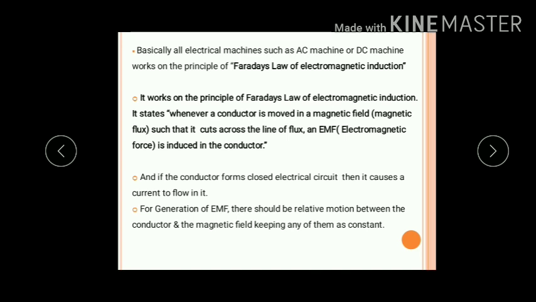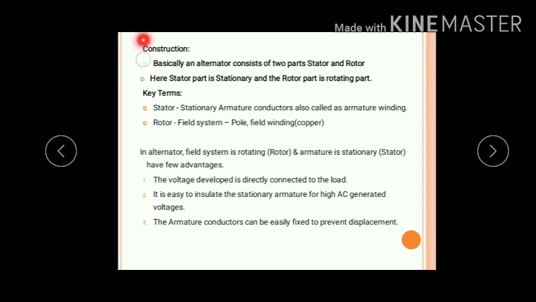So let's look at the construction of an alternator. An alternator consists of two parts, stator and rotor. Here the stator part is stationary and the rotor part is rotatory. The key terms for the stator are stationary armature conductor, which can also be called armature winding. For the rotor, field system. In the field system you have poles and field winding. The field windings are nothing but copper wires.